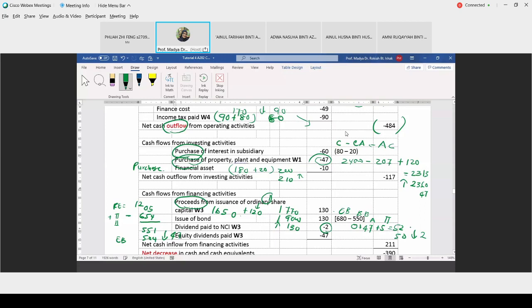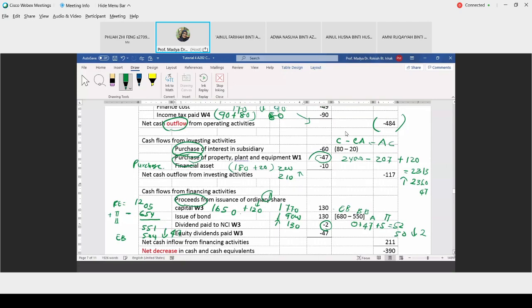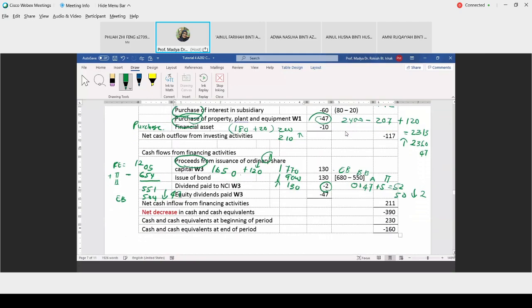Together you're going to have a net cash inflow from financing activities. So when you total up, operating we have negative 484, and then negative 117 for the investing, and then plus 211. So you have negative 390, a net decrease in cash.